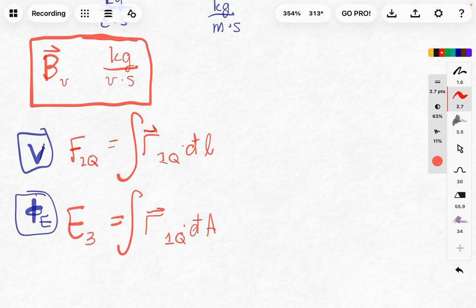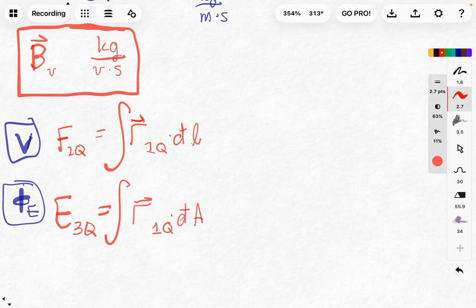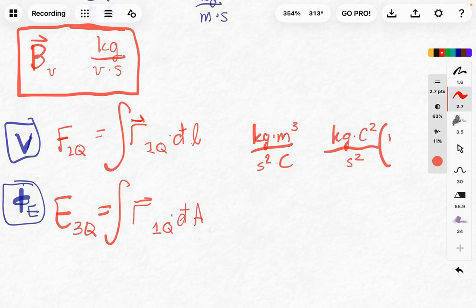That will be energy 3Q. And the way we can figure that out is, again, look at the units. Kilograms times meters per second squared coulomb. And we want to integrate by area, so that means we get meters cubed per second squared coulomb. And one way to write that is by canceling out all the meters: kilograms times coulomb squared per second squared.